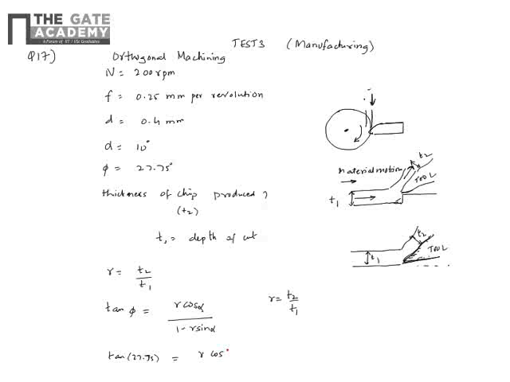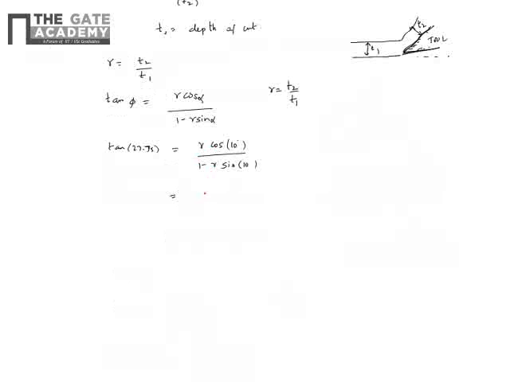Everything else is given. Cos alpha is cos 10, by 1 minus R sin 10. From this I can divide numerator and denominator by R, so you will get cos 10 by 1 by R minus sin 10, equal to tan 27.75. From this I can get 1 by R, or directly I can get R. When I calculate, I get 0.4881. So R is T2 by T1, which is 0.4881.